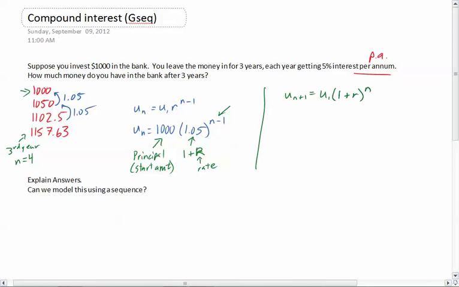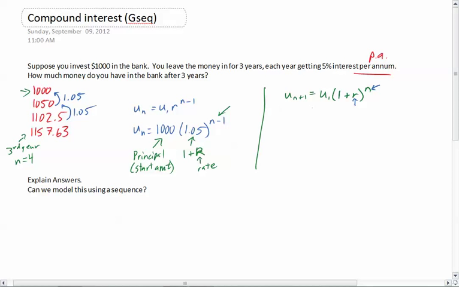Now, the reason why they do it this way sometimes is because then n actually represents the year number. So if you want the 5th year, then you're going to need 5. r is the rate, and then u1 is the principal, the starting amount. So yeah, anyway, that's what you'll usually see. This is what I will be writing over here because that's more consistent with what we have.